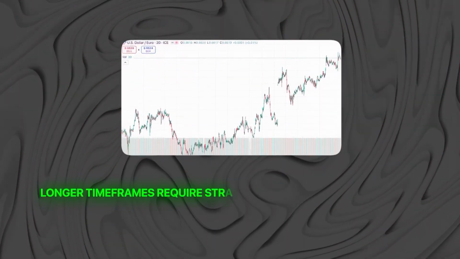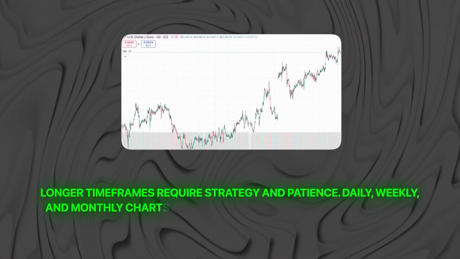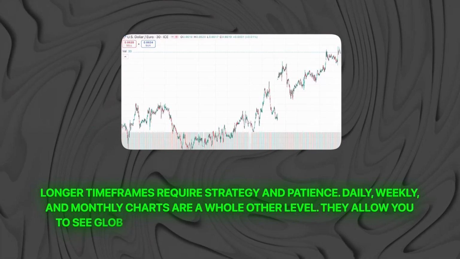A long time frame: strategy and patience. Daily, weekly, monthly charts are another level.